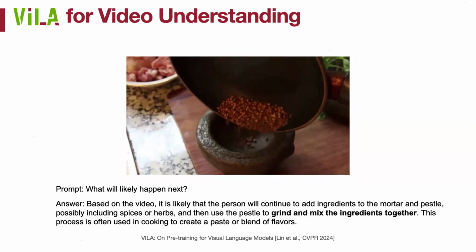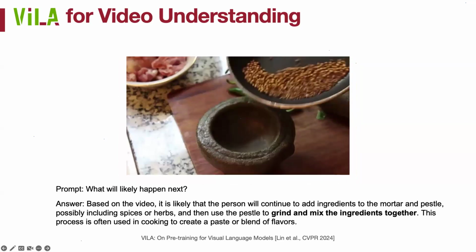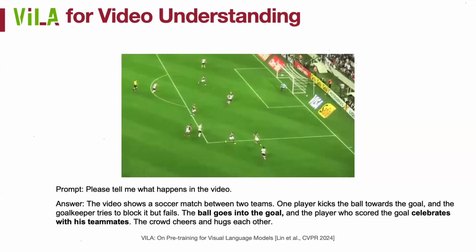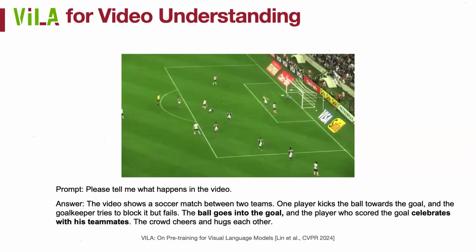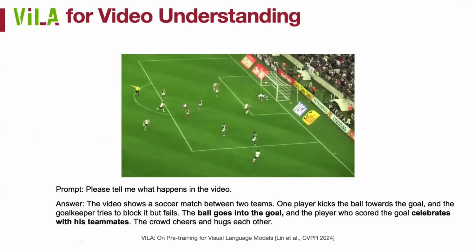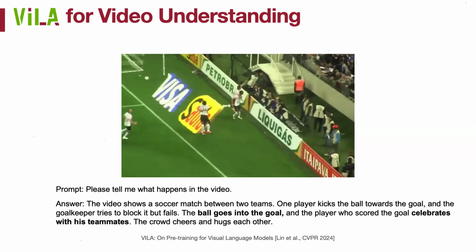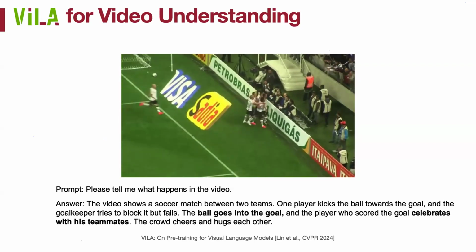Similarly, we give the model this video as well and ask what will happen. It says we will likely grind and mix the ingredients together. Similarly, for sports, it's very exciting moments, right? Then we asked the model to, for example, caption this video for us, because there are many videos in the wild that miss this kind of information for future alignments. The model is able to generate a very accurate caption.